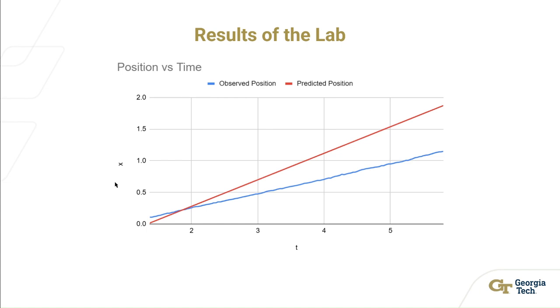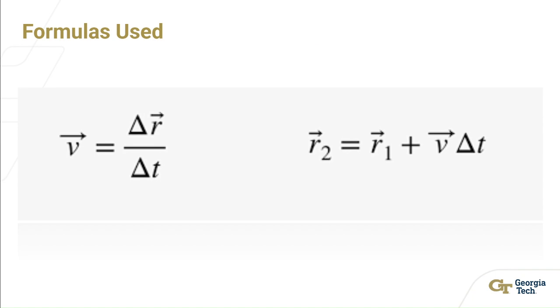The graph depicts that the observed position, based on the video analysis, is similar to the predicted position to a certain degree. One of the main formulas used for this experiment was the position update formula. This formula allows us to determine what the new position of our object will be based on the velocity.